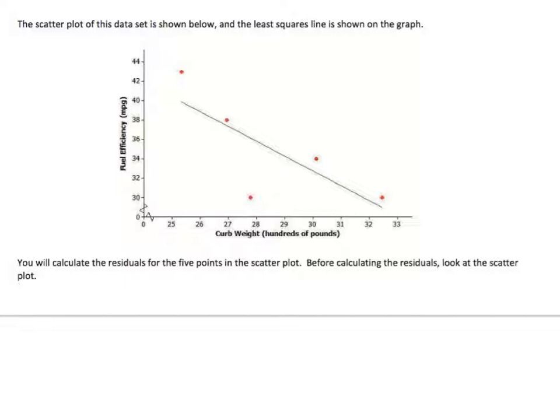Before calculating the residuals, look at the scatter plot. Okay, we look at the scatter plot. Above, above, way below, above, above. These are pretty close. This is way off. This is sort of off. Okay, so let's look at everything.